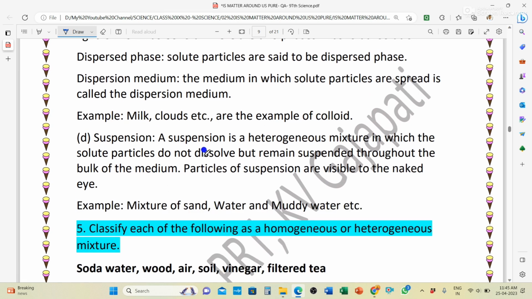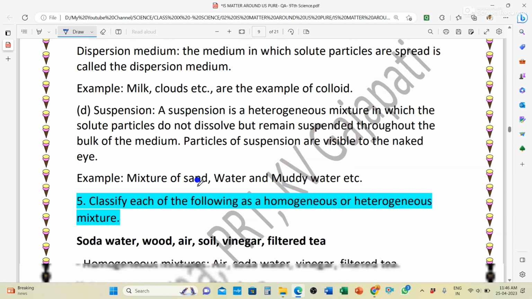Then suspension. A suspension is a heterogeneous mixture in which the solute particles do not dissolve but remain suspended throughout the bulk of the medium. Particles of a suspension are visible to the naked eye. For example, a mixture of sand and water, and muddy water. These are examples of suspension.